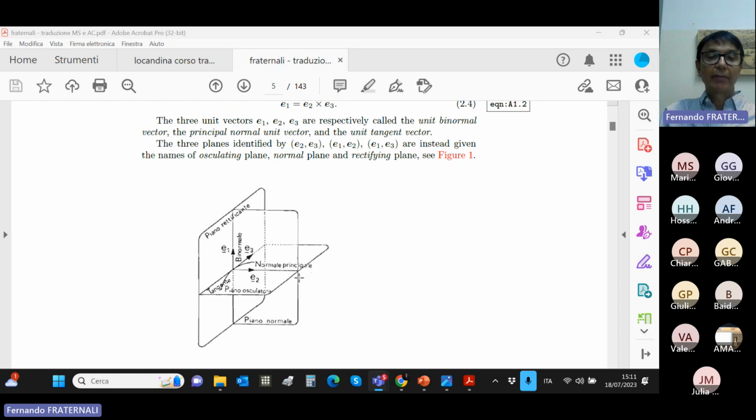We have three planes: the osculating plane, which is the plane that contains E2 and E3; the normal plane, which contains E2 and E1; and the rectifying plane. The osculating plane is a fixed plane when the curve is planar, while it changes when the curve is twisted, as it is not contained in a single plane.